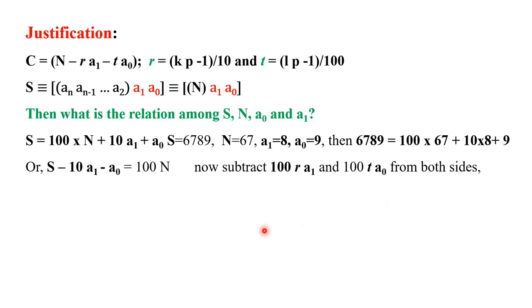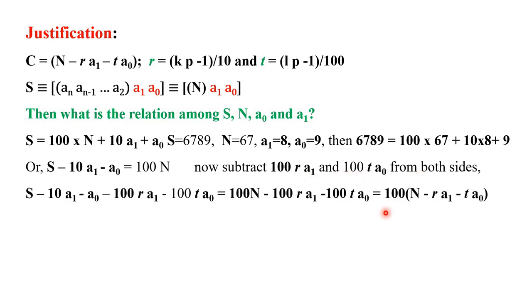Now I can write that S. So you bring from right to left this 10 A1 and A0. So you get S minus 10 A1 minus A0 is 100 N. Right? Okay. Now a trick like the earlier: you subtract 100 R A1 and 100 T A0 from both sides. Okay. So let us see what happens.